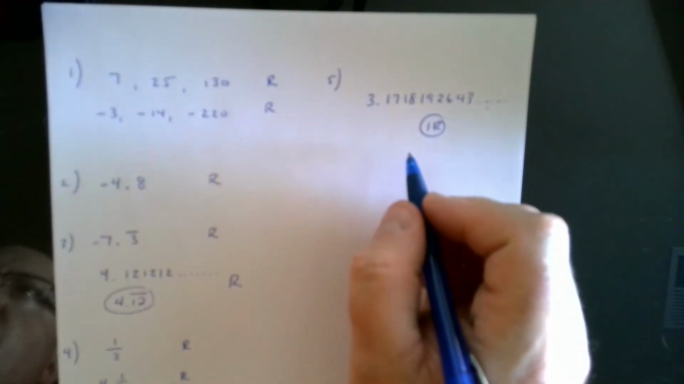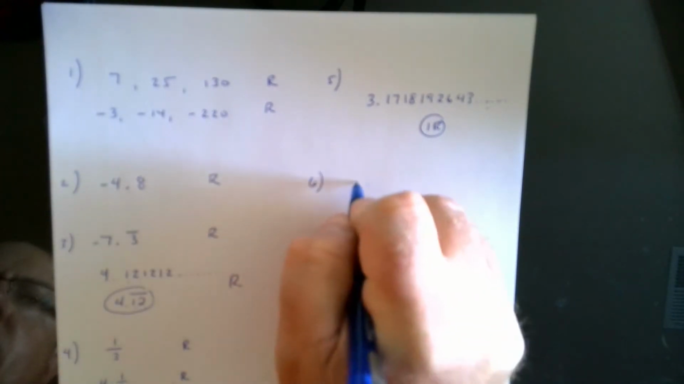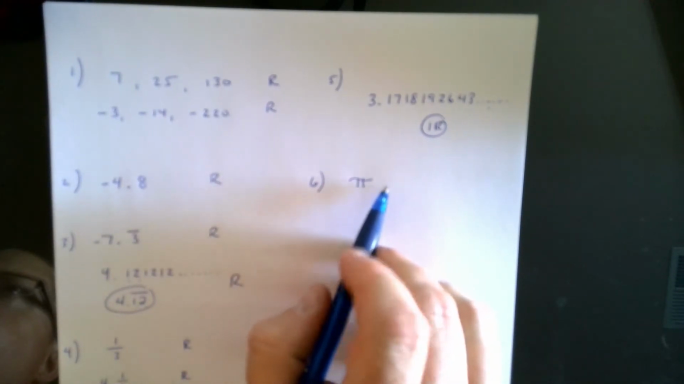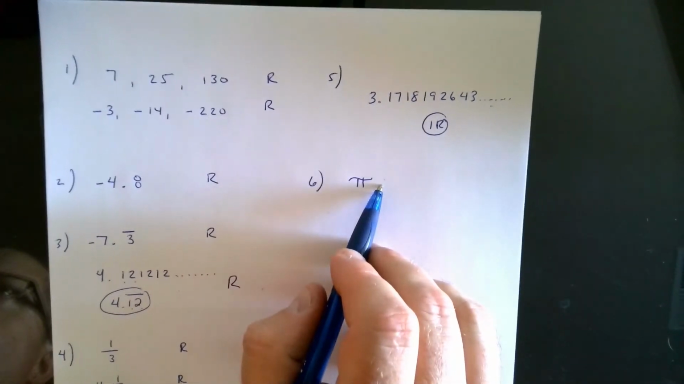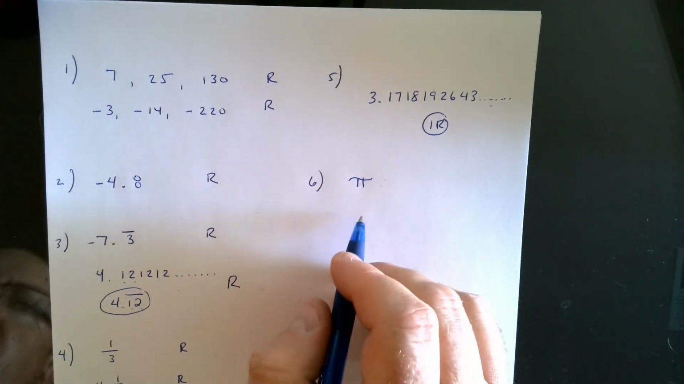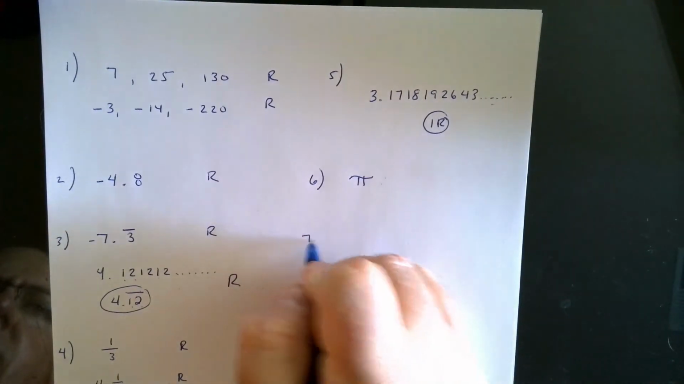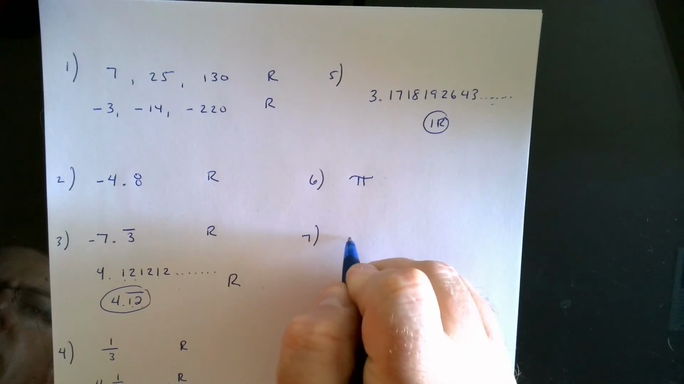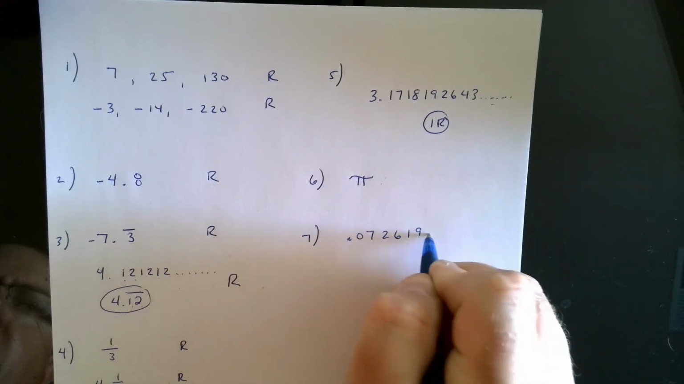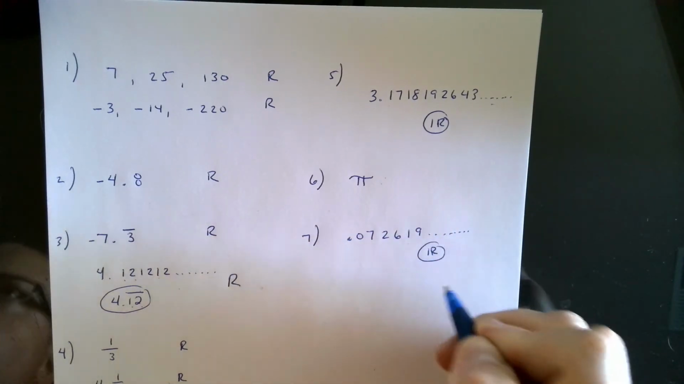Irrational numbers do not terminate, do not stop, they just keep going. The most famous irrational number is pi. Right? 3.14, 159, and so on. It just keeps going and keeps going and keeps going. So any decimal that goes on and on without stopping or repeating is irrational. If we had 0.07261... and so on, that would also be irrational.